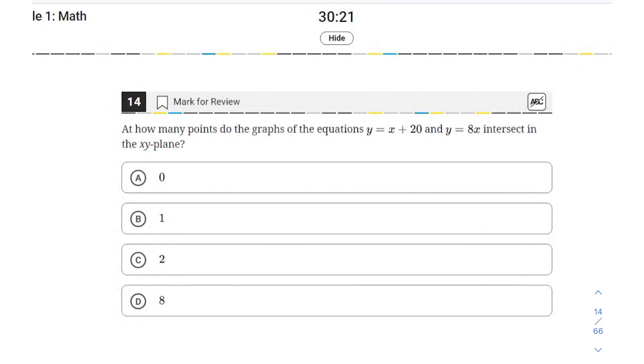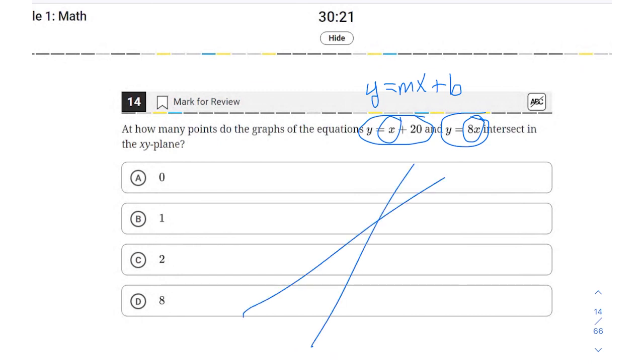Here, they want to know how many points do the graphs of these equations intersect. We have y equals x plus 20 and y equals 8x. And we could probably graph those, but if you happen to notice that these are linear equations, so both are in the form of y equals mx plus b. And since we have slope-intercept form, as long as the slopes are different, this one has a slope of 1, this one has a slope of 8, then that means that those two lines will intersect somewhere, and because it's linear, that point of intersection will be just 1 point, and we're done.